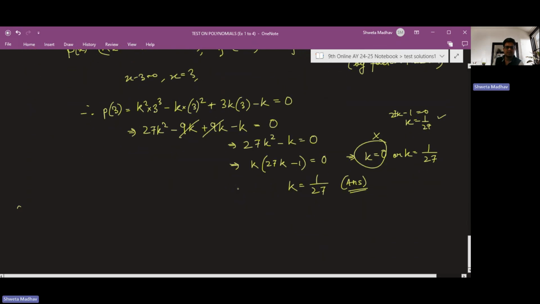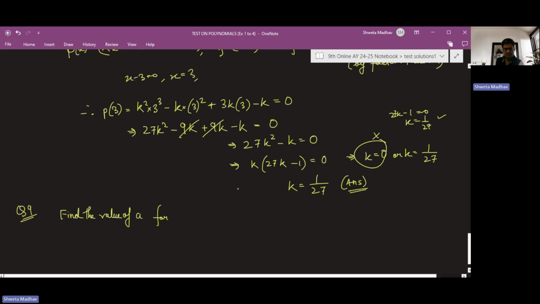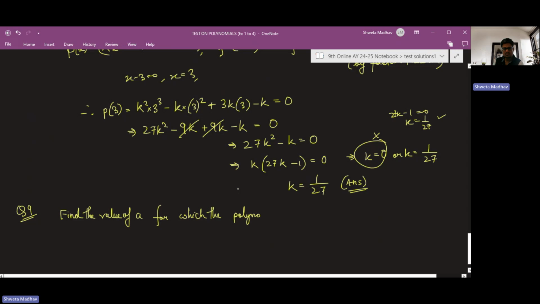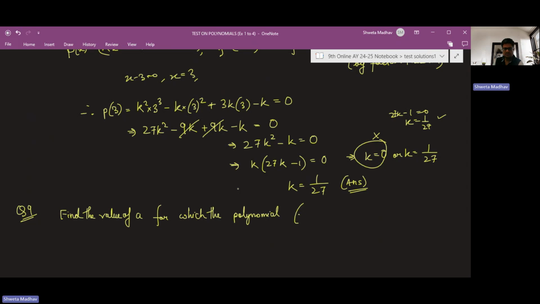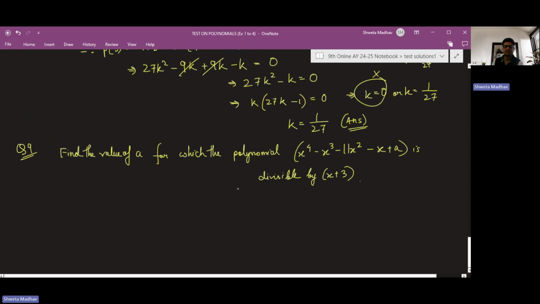Then in question number 9, it has been told, find the value of a for which the polynomial x power 4 minus x cube minus 11x square minus x plus a is divisible by x plus 3. So here also we need to use the factor theorem only.